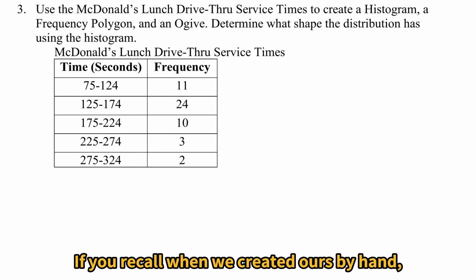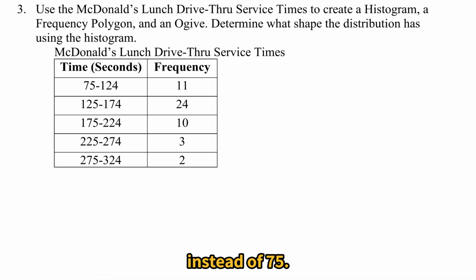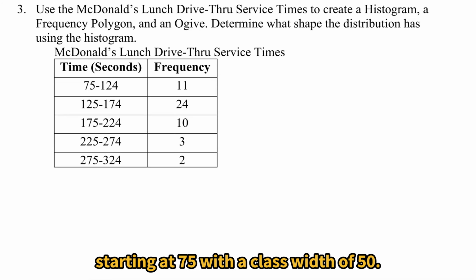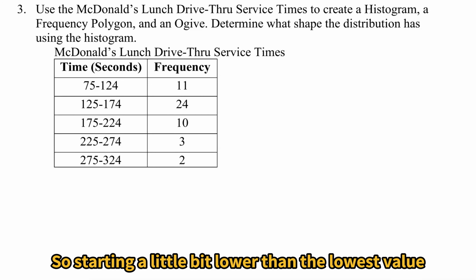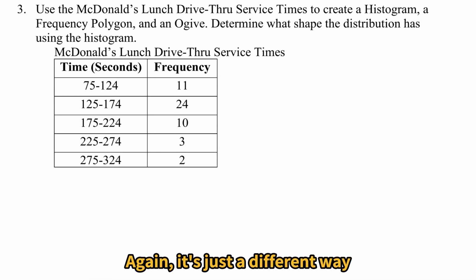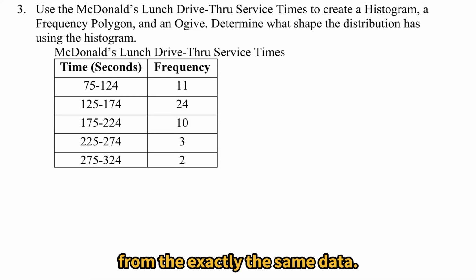If you recall, when we created ours by hand, we started our frequency distribution at 83 instead of 75, and we had a class width of 46. This table was created starting at 75 with a class width of 50. So starting a little bit lower than the lowest value in our data set, we make our class width a little bit wider so that we can make sure we capture all of the values in our data set. Again, it's just a different way to create a frequency distribution from exactly the same data.